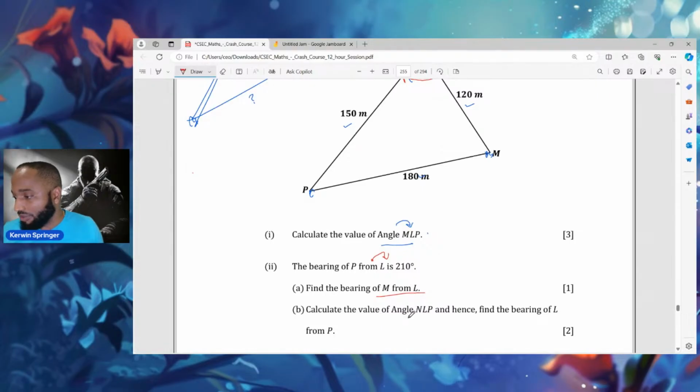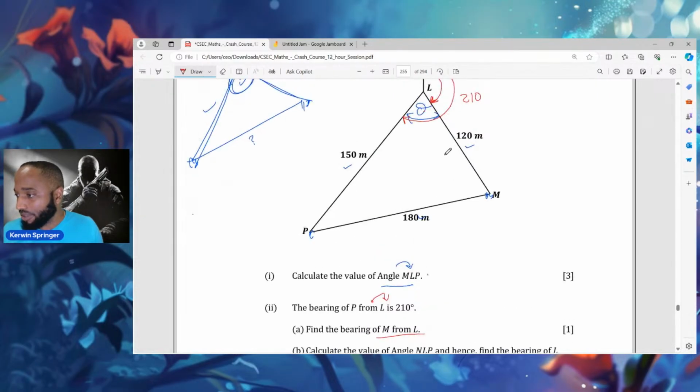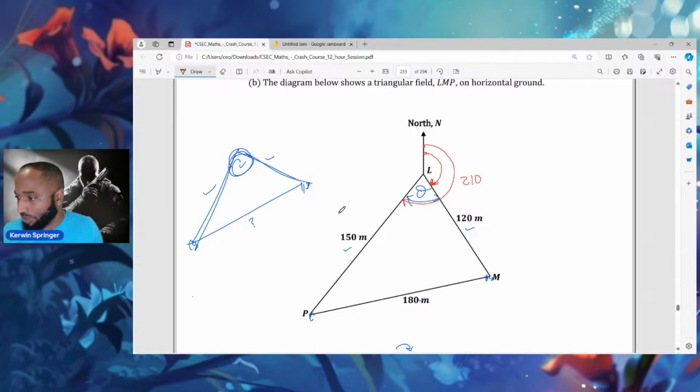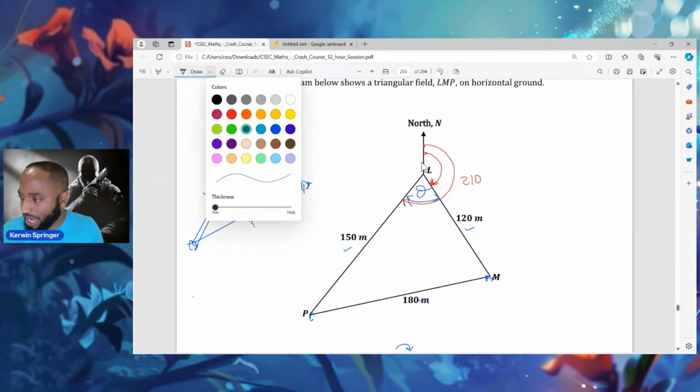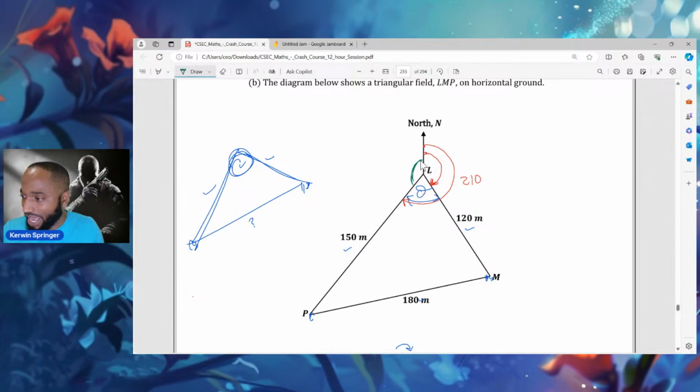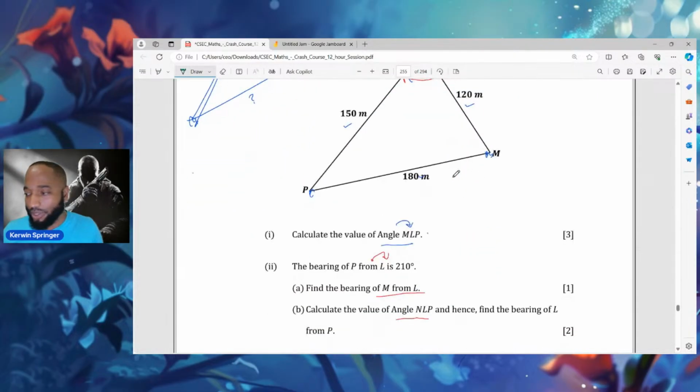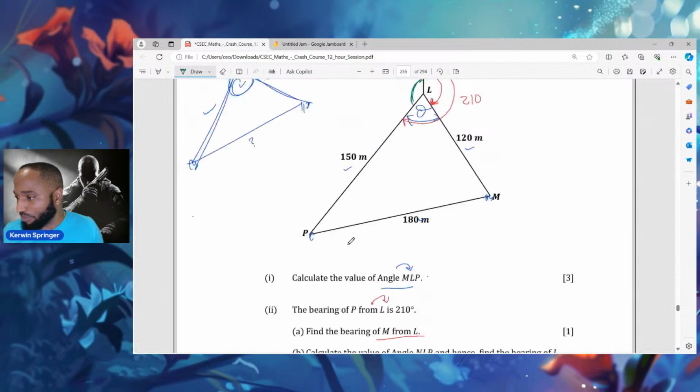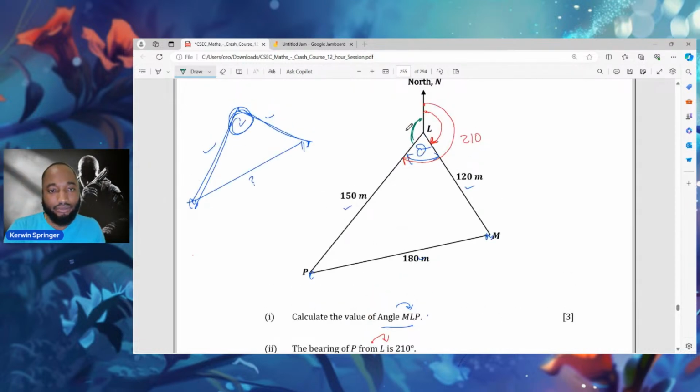And then I want you to calculate the value of angle NLP. So that's this angle here, which will be kind of easy. How do we get NLP, class? How will we get NLP? Remember, the whole thing is 210. So we're simply going to do 360 minus 210, and we will be able to get NLP.